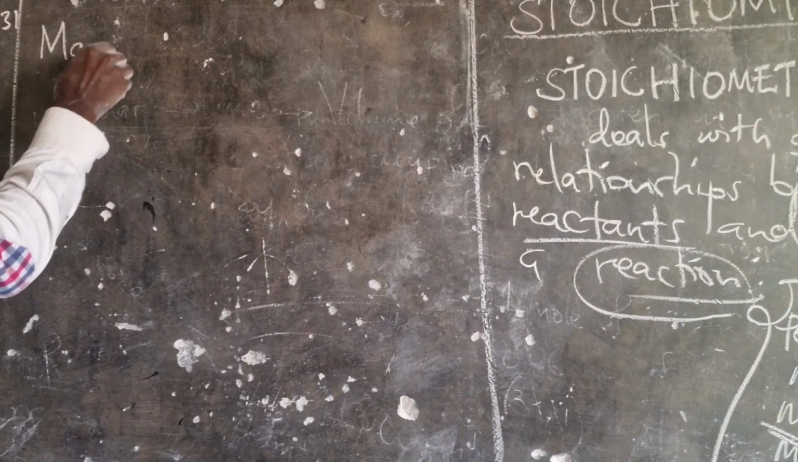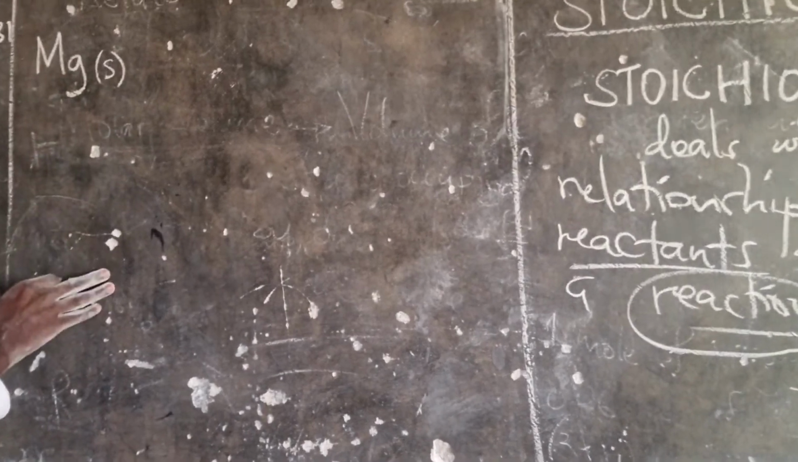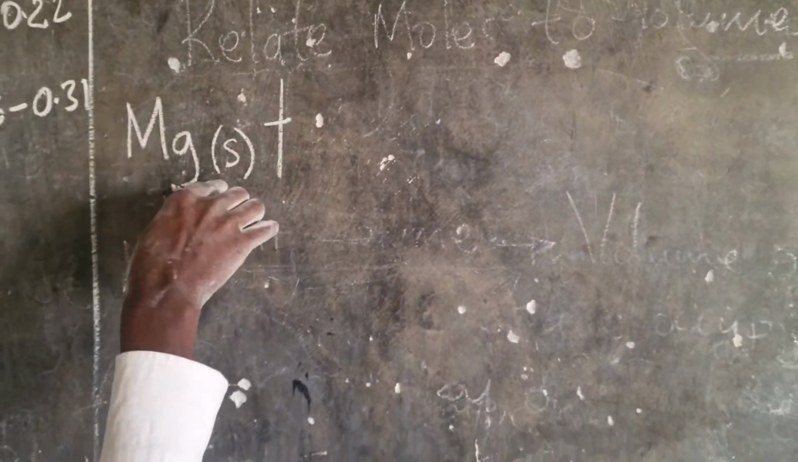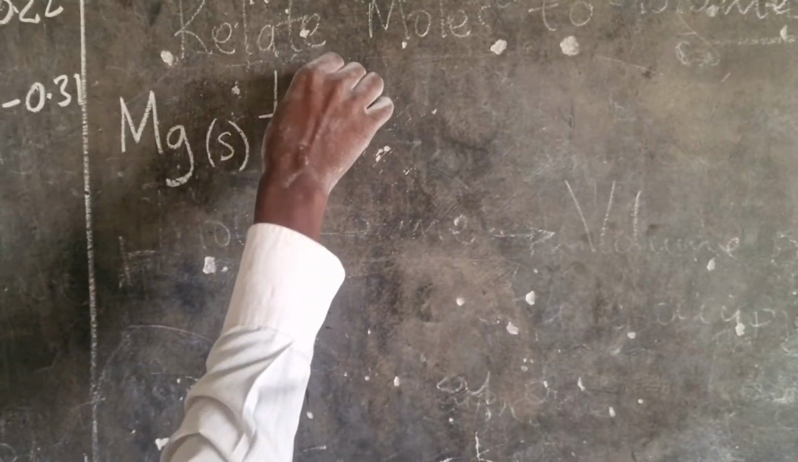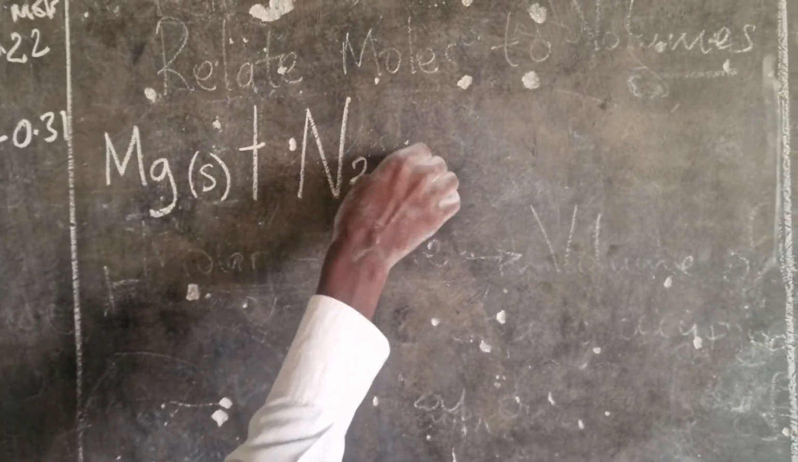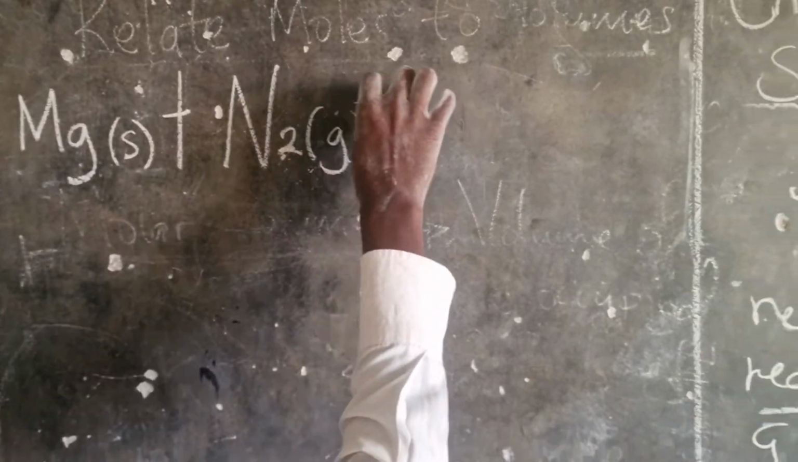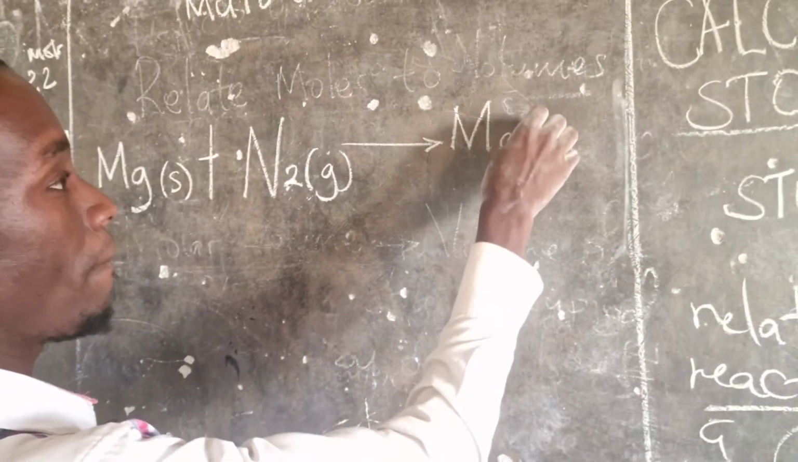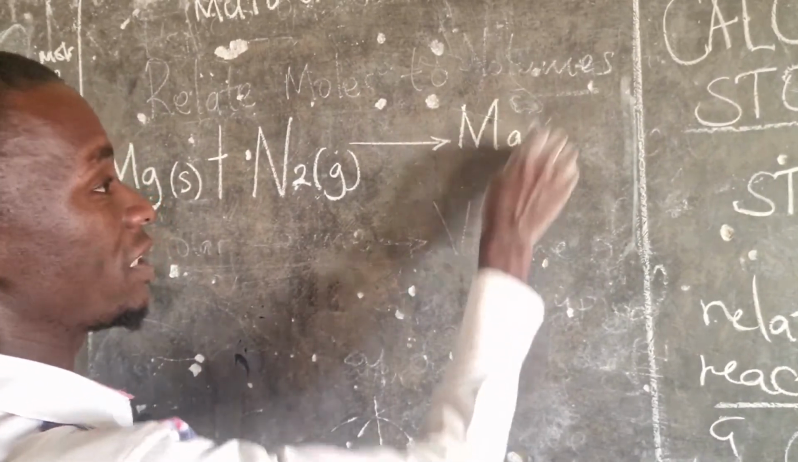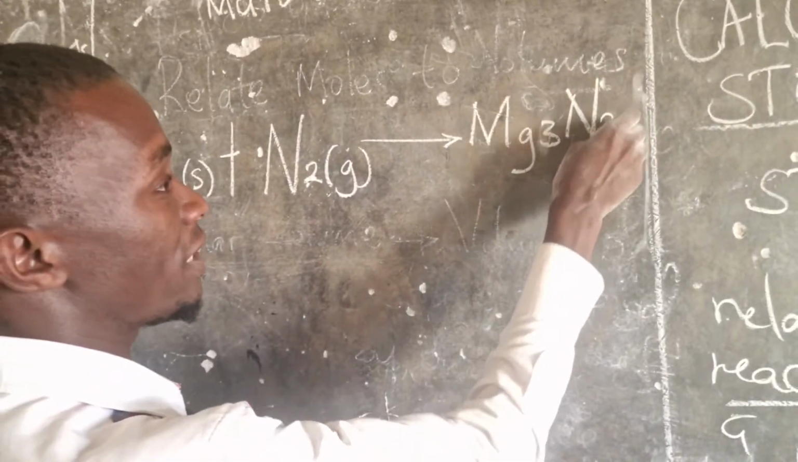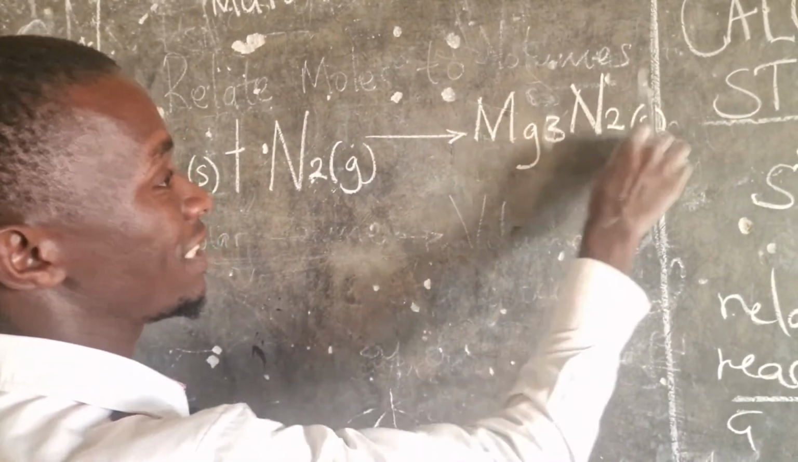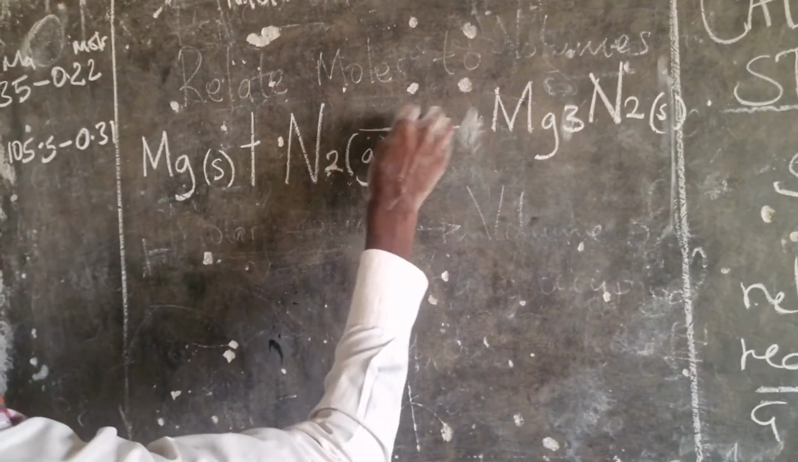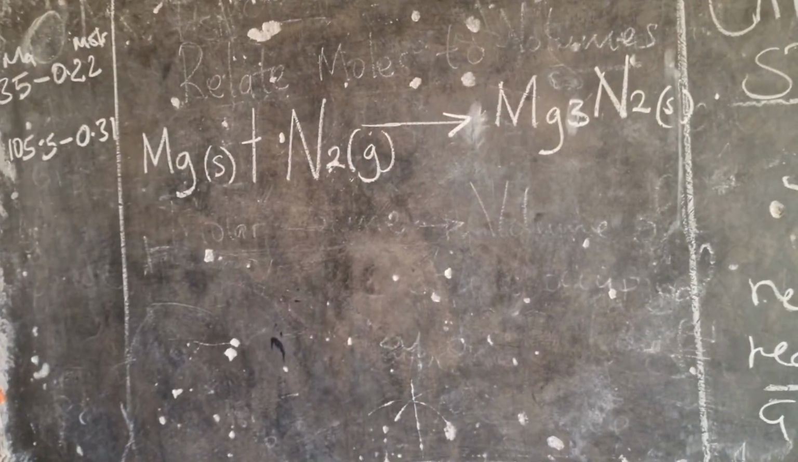Let's assume magnesium, an insoluble solid in water, reacts with nitrogen, which is a gas, giving magnesium nitride in solid state. Someone try to balance this one.